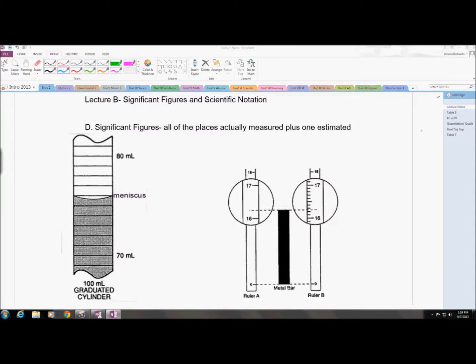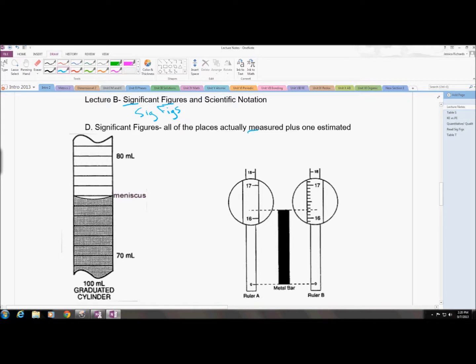Okay, lecture B for the Intro to Chem unit is about sig figs and scientific notation. Significant figures, I tend to shorthand that as sig figs. Remember last lecture I said in math class you use fractions because math is using imaginary, theoretical numbers, and it has to be very, very accurate.